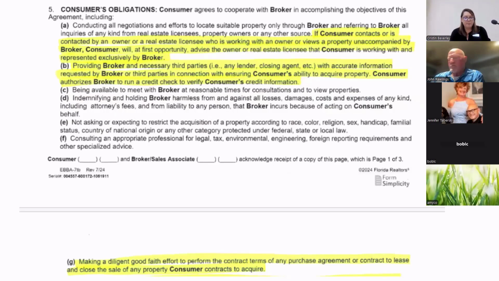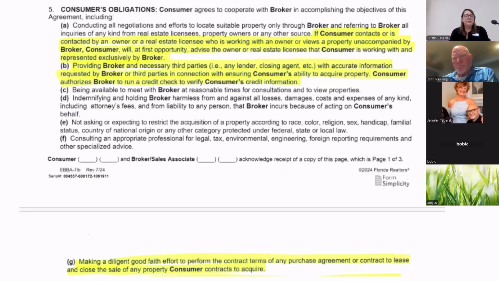The consumer agrees to cooperate with the broker in accomplishing the objectives of this agreement, including conducting all negotiations and efforts to locate suitable property only through the broker and referring to the broker all inquiries of any kind from real estate licensees, property owners, or other sources. If the consumer contacts or is contacted by an owner or real estate licensee who is working with an owner, or views a property unaccompanied by the broker, the consumer at the first opportunity will advise the owner or real estate licensee that the consumer is working with and represented exclusively by the buyer.